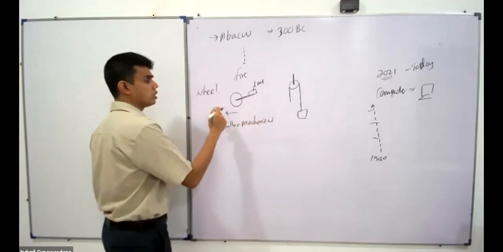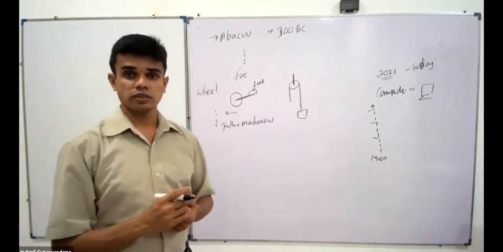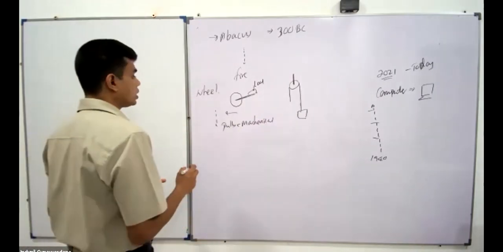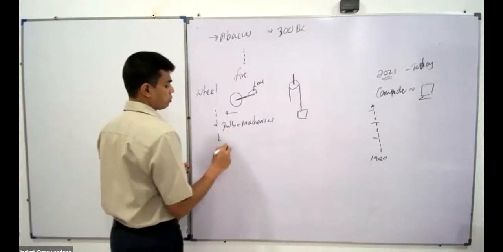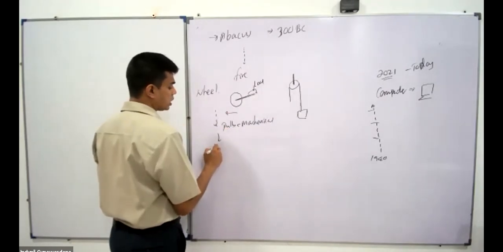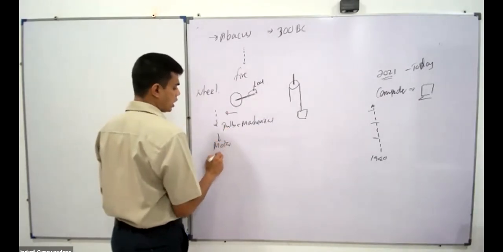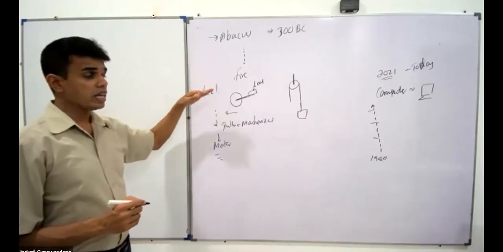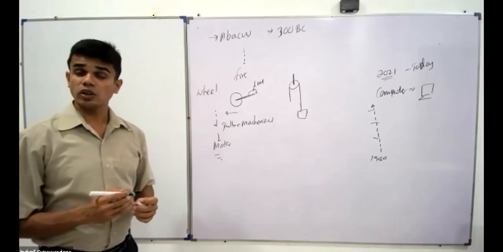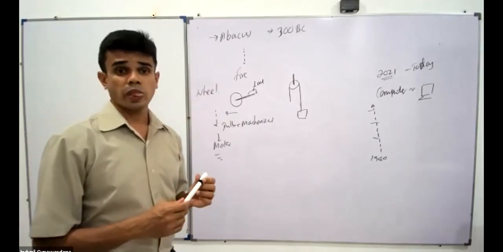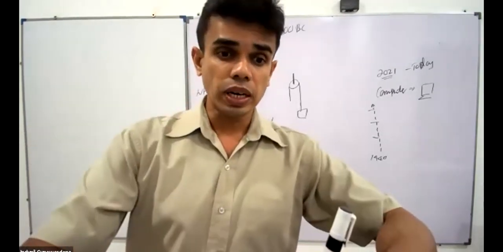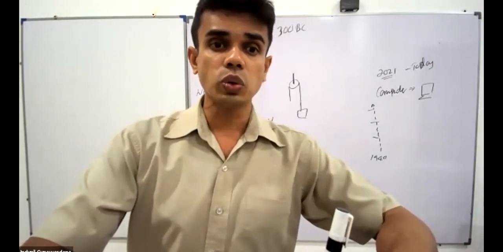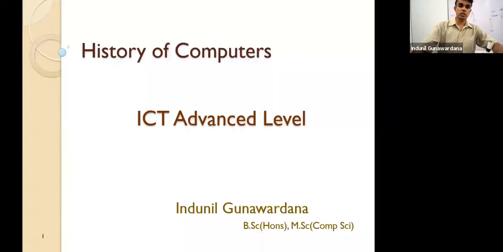So likewise, there were many developments based on the wheel. Then after that, people started another equipment, motor, and some machines were there. So likewise, this is the basic development of our technology. Then that development is going to be categorized into a few levels. That's what is represented in our presentation.